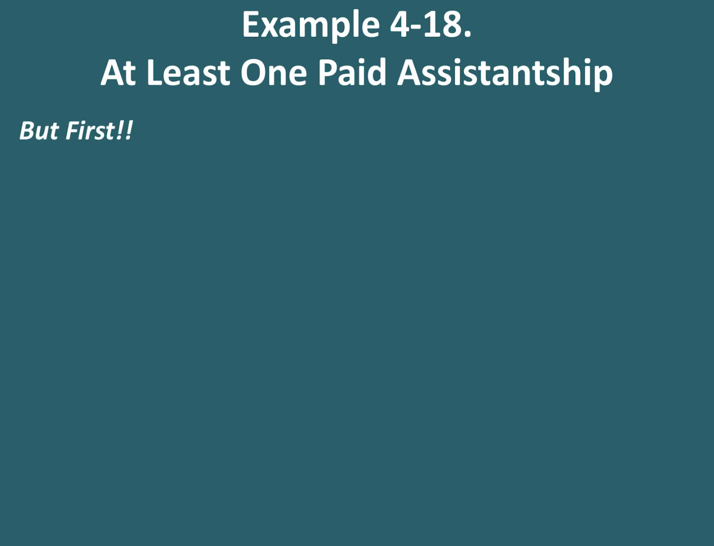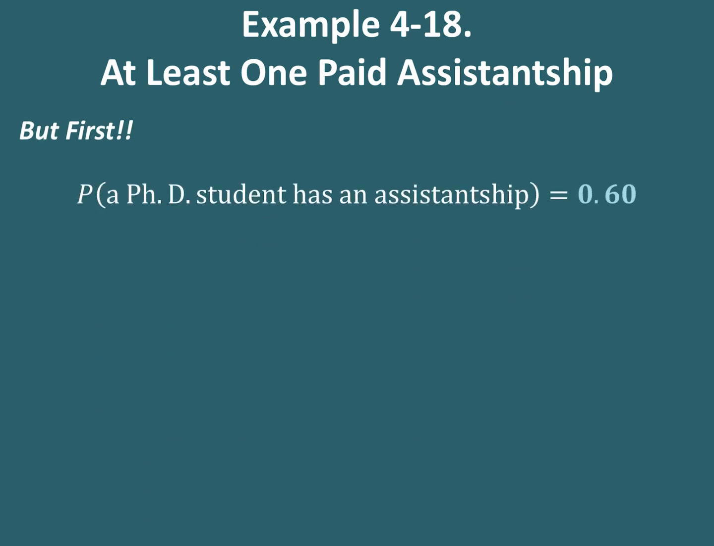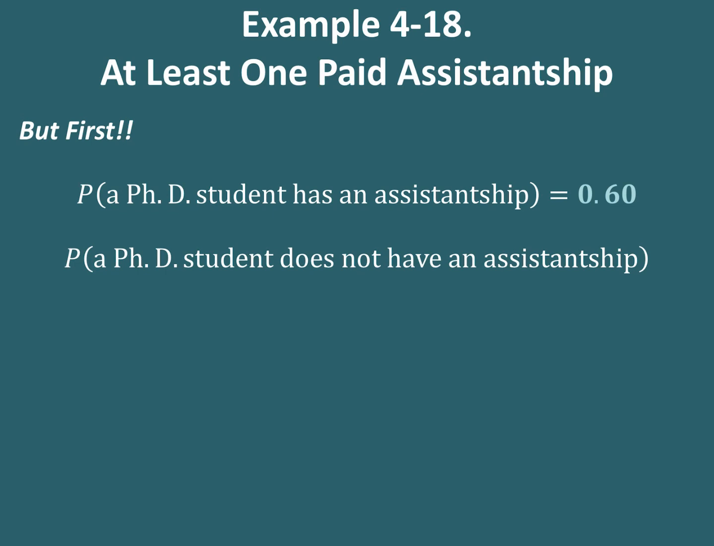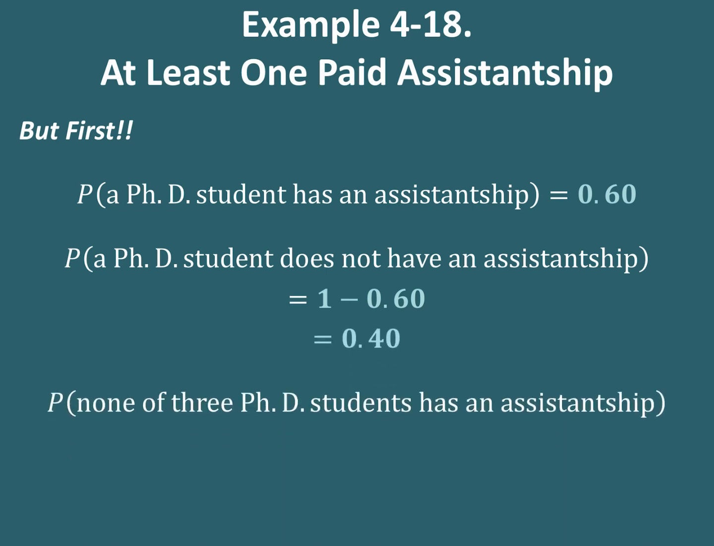But first, before I can solve for this, I must note that they gave us that the probability that a PhD student has an assistantship is 0.6. And since the probability that a PhD student has an assistantship is 0.6, then the probability that a PhD student does not have an assistantship would be 1 minus 0.6, which would be 0.4. Therefore, the probability that none of the 3 PhD students has an assistantship will be 0.4 times 0.4 times 0.4, or better yet, 0.4 to the third power. In this case, we get 0.064.